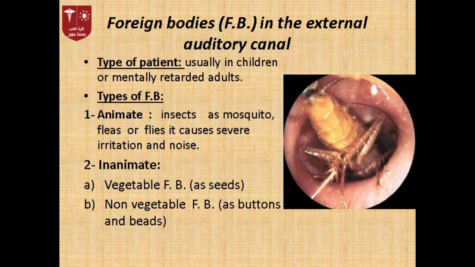Animate can be an insect, anything like a fly, a mosquito, a cockroach, and this causes severe irritation and noise in the external auditory canal. What about the inanimate? The inanimate can be either vegetable or non-vegetable. We divide it into vegetable foreign bodies and non-vegetable foreign bodies. The vegetable foreign bodies as seeds, and non-vegetable foreign bodies can be buttons, beads, piece of paper, cotton buds, anything.